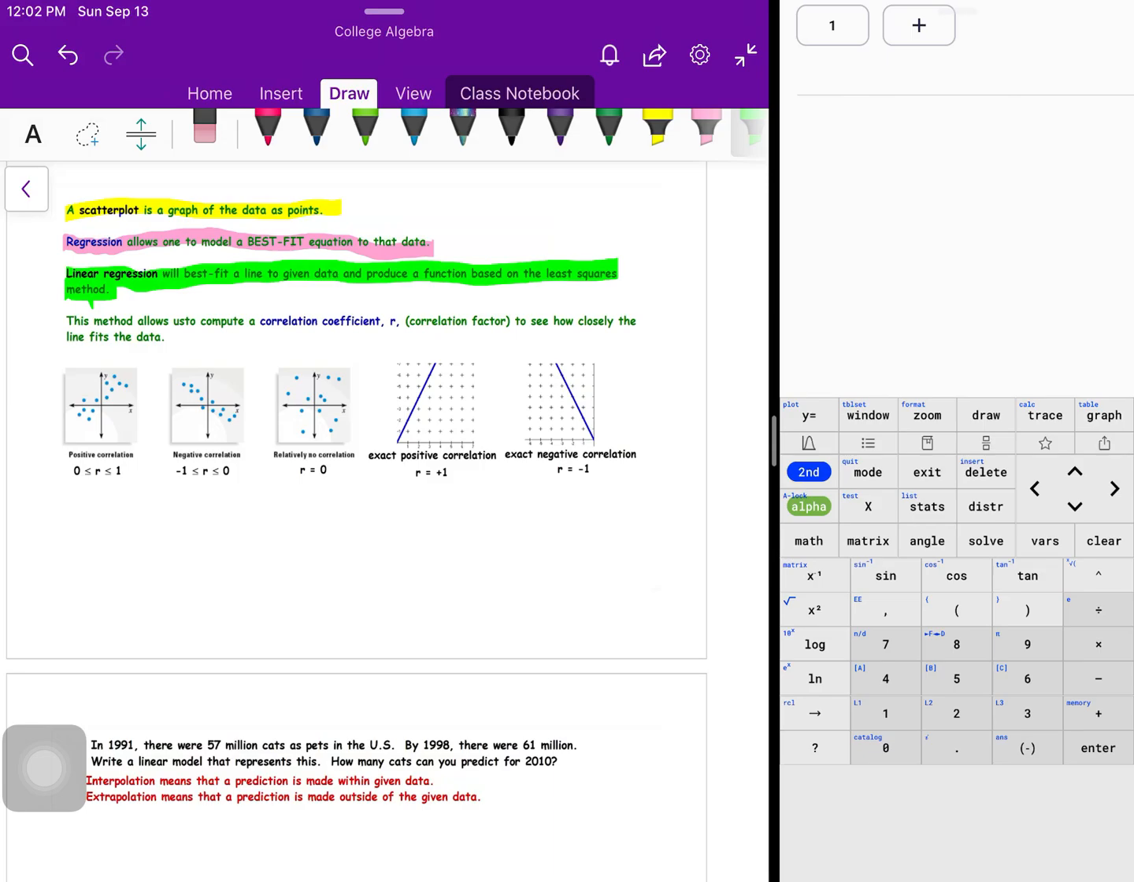Whenever you have a line, you will also have a correlation coefficient. A correlation coefficient is known as R, and it tells how close the line fits the data. If my data is basically spread to the right, it would be said to have a positive correlation. For instance, I could probably fit a line like that. This line would be close to 1.